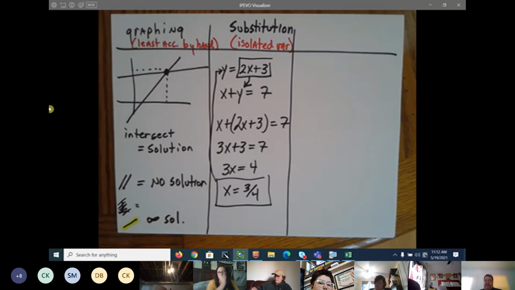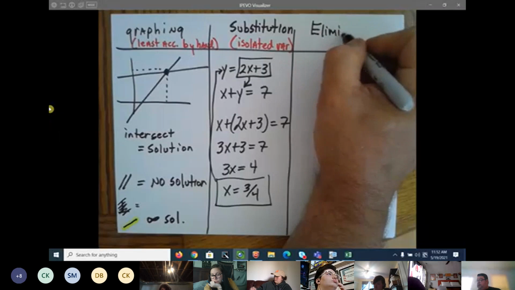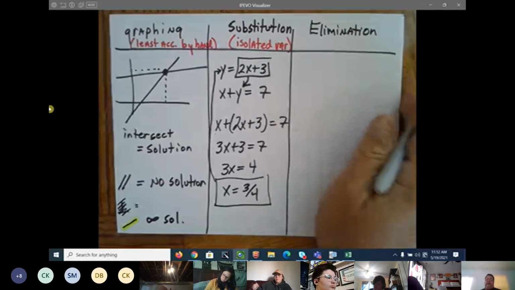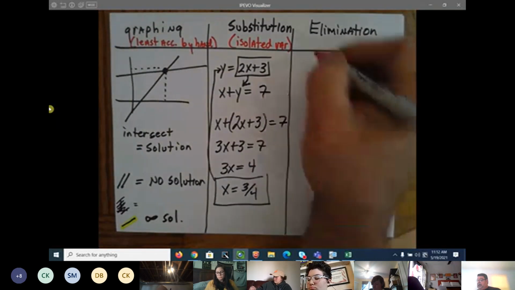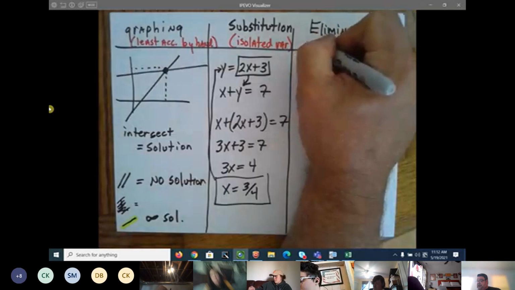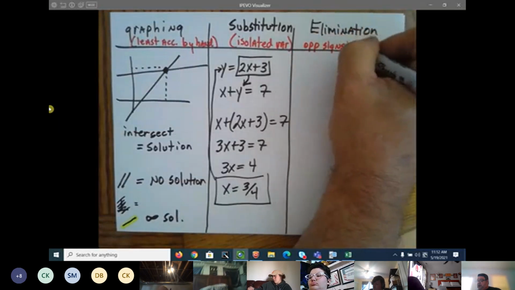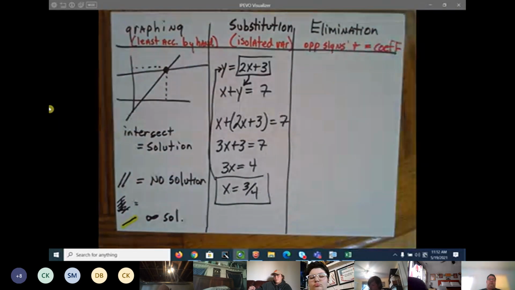Me personally, I like the 3rd method. Elimination. And the main thing about elimination is you've got to have opposite signs and the same coefficient. Okay?